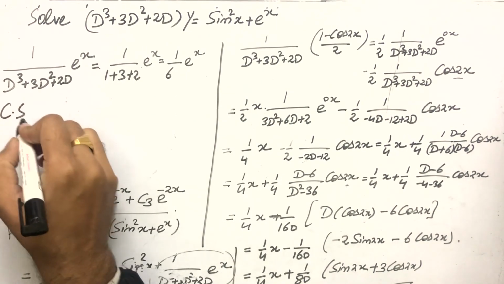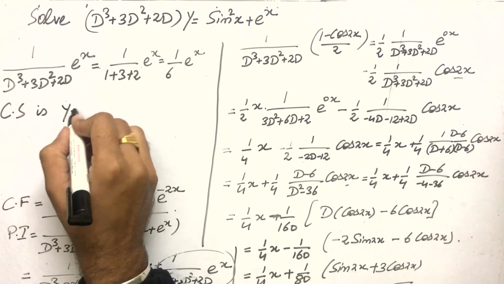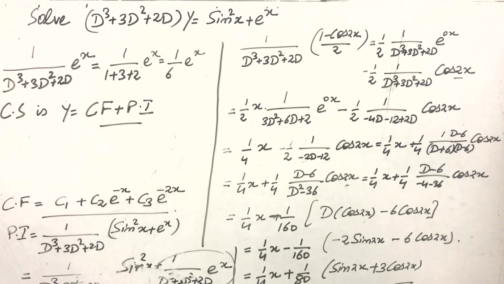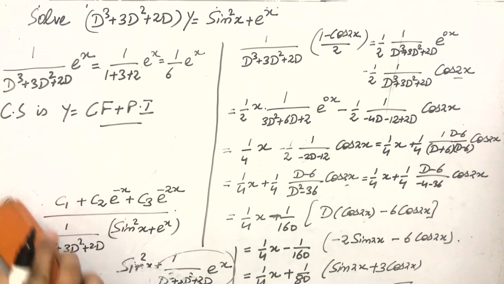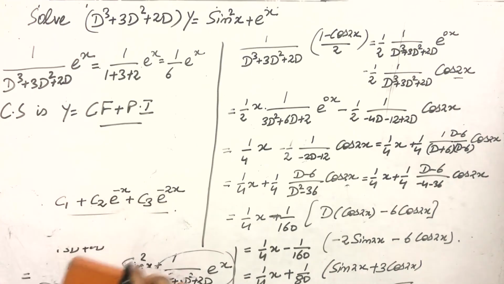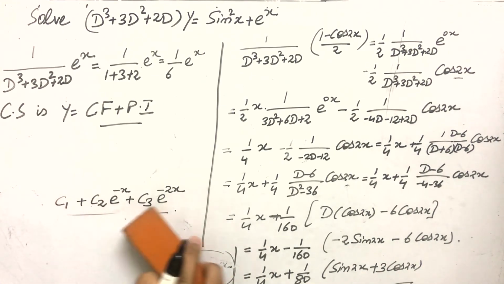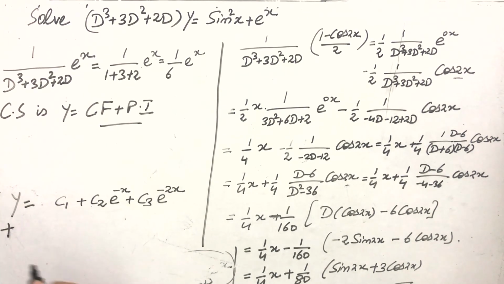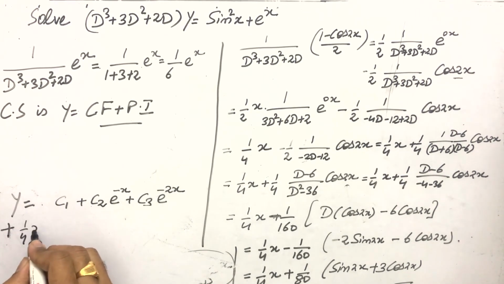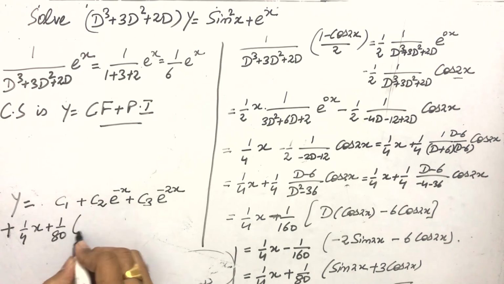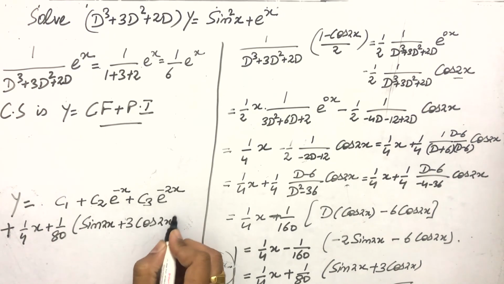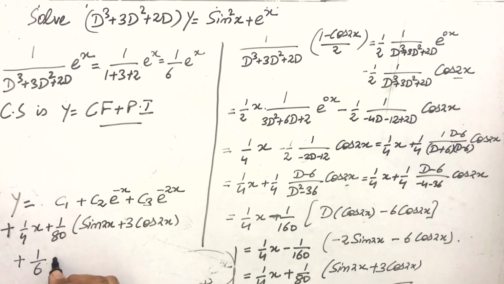Now the complete solution is y = complementary function plus particular integral. So let me write here, this is the complete complementary function. So y is equal to this plus this one: 1/4 x, 1/80 (sin 2x + 3 cos 2x), plus 1/6 e^x. So this is the final answer.